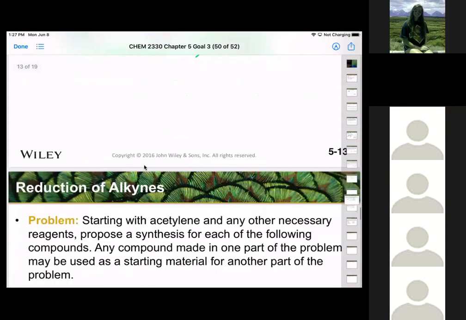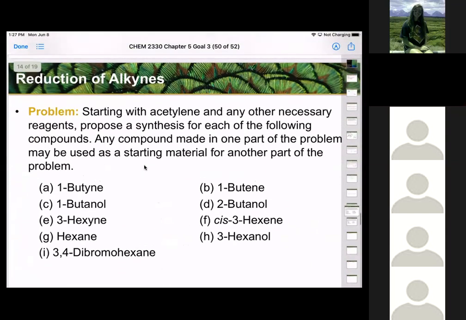Okay. All right. So now let's do some reactions right here for the next few minutes. What I want to do is, starting with acetylene and any other necessary reagent, we're going to propose a synthesis for these compounds. And once we've made a compound, we can use it again in another reaction, okay? So I want to start thinking about all those different patterns we've seen and those reactions we have and carbocations we might form. We're going to use all those to actually do synthesis on our next couple slides here.